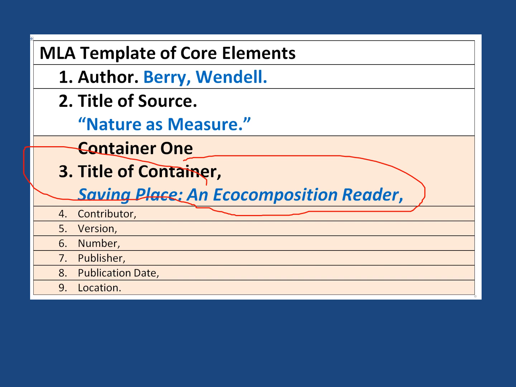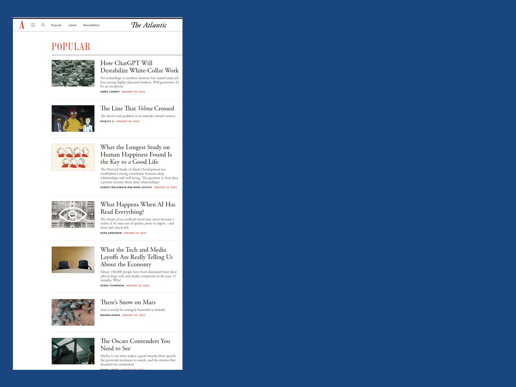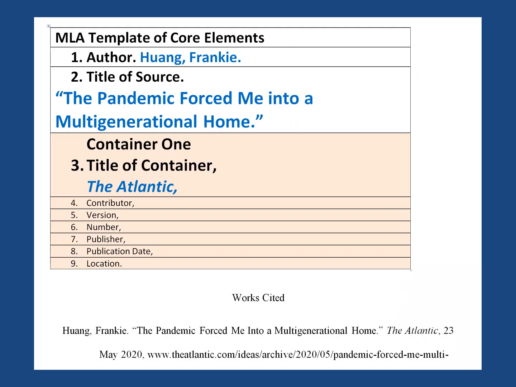Let's take a look at two more examples. This online article is found on a website. The website has many articles. In other words, the online article is contained within a container, the container being the website, the Atlantic. You style this in the very same way by enclosing the title of the article within quotation marks. The container is italicized and a comma follows, since the rest of the core elements will be used to describe the container.